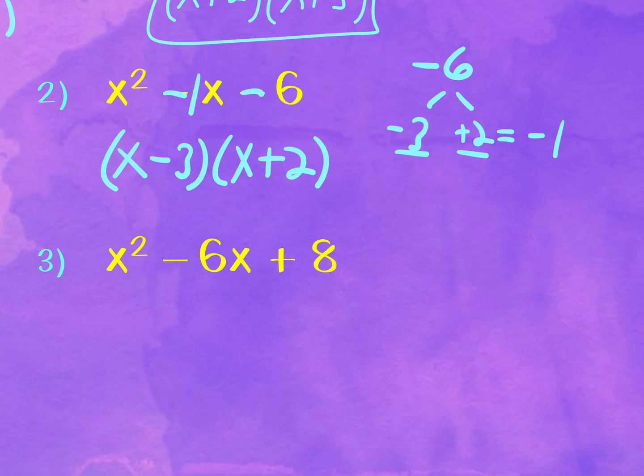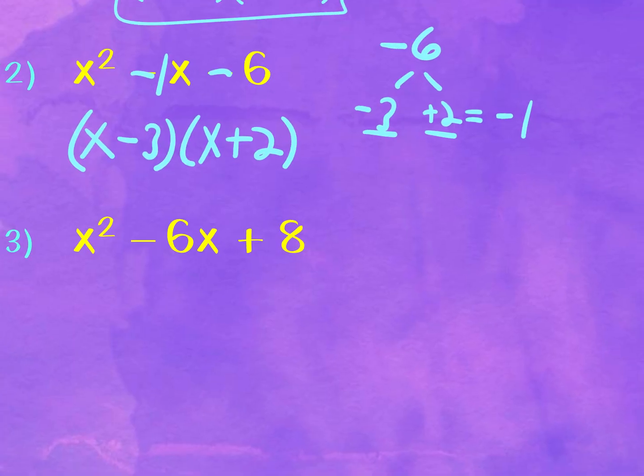All right, what about number 3? We're looking for 2 numbers that multiply to what? To 8 and add to what? To negative 6. So I'm looking for 2 of what kind of numbers? 2 negative numbers. Good, right? What are we thinking?